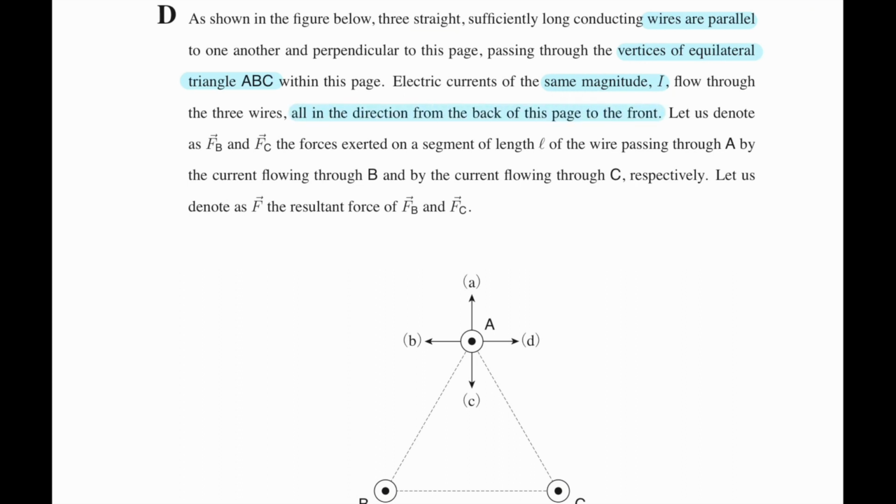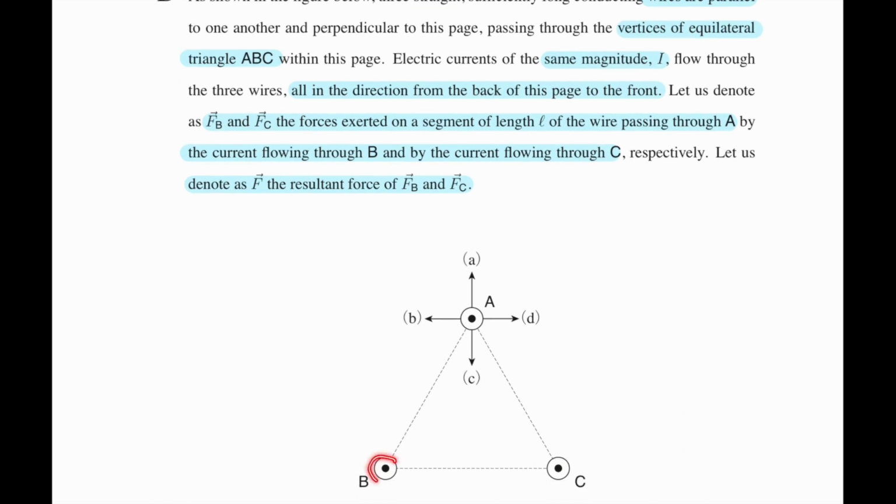Let us denote FB and FC the forces exerted on the segment of length L of the wire passing through A by the current flowing through B and by the current flowing through C. Let us denote as F the resultant force of FB and FC. So, FB and FC are basically the forces produced by wire B and wire C on wire A, and F is the resultant force of FB and FC.